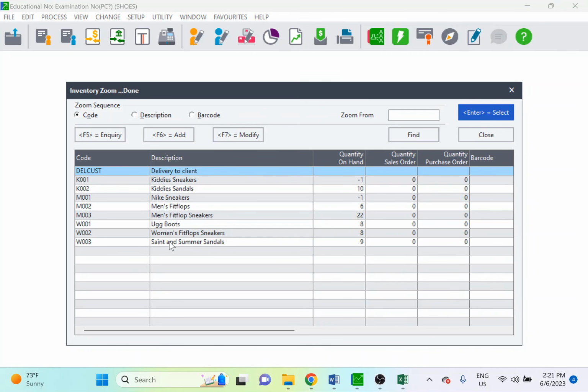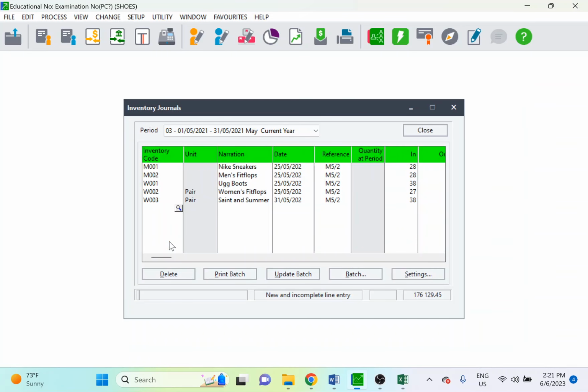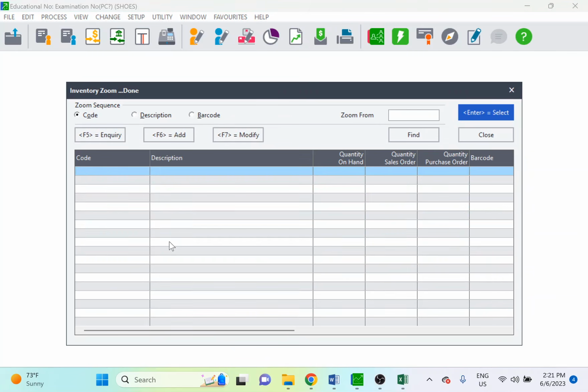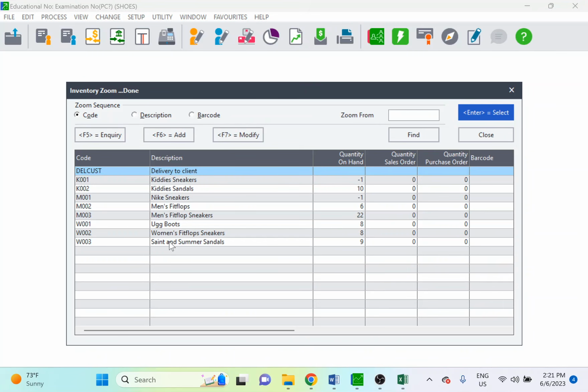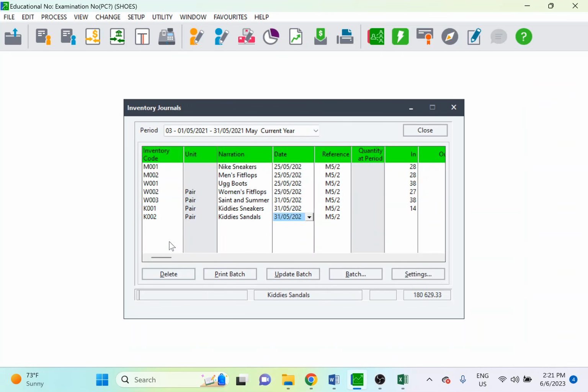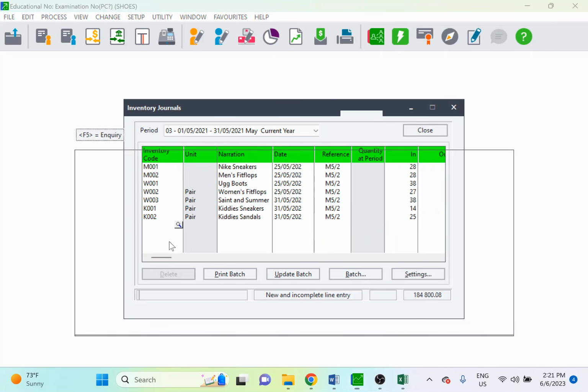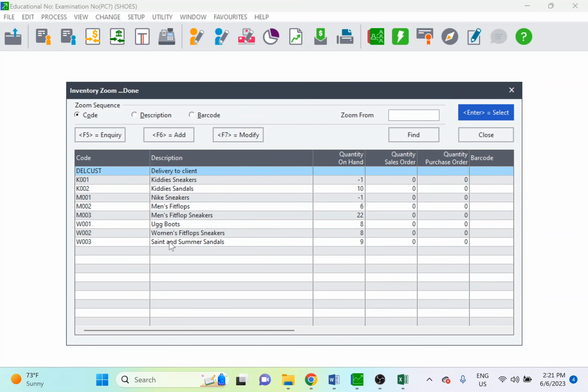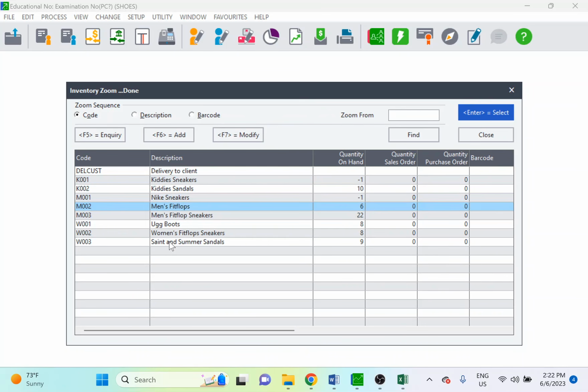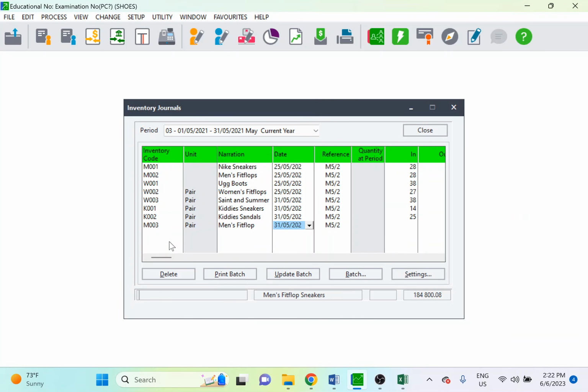After this, we have kiddies sneakers, 14. We also have kiddies sandals, quantity 25. We also have men's flip-flop sneakers, 22.